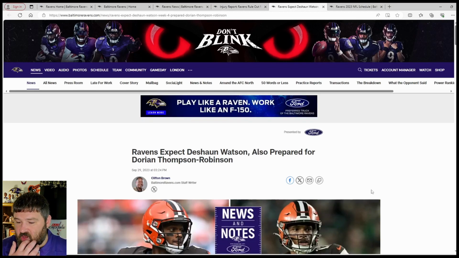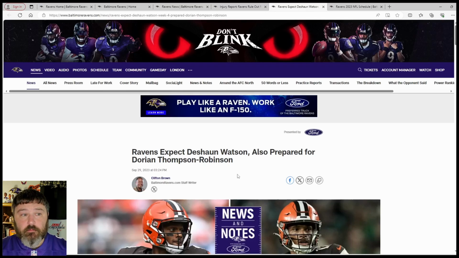Move on to this Deshaun Watson article. This article is written by Clifton Brown, BaltimoreRavens.com staff writer. And this is where Clifton talks about, yeah, everything. I think it was a quote from John Harbaugh, if I'm not mistaken. And it was, everything we are hearing out of Cleveland points to Deshaun Watson play.